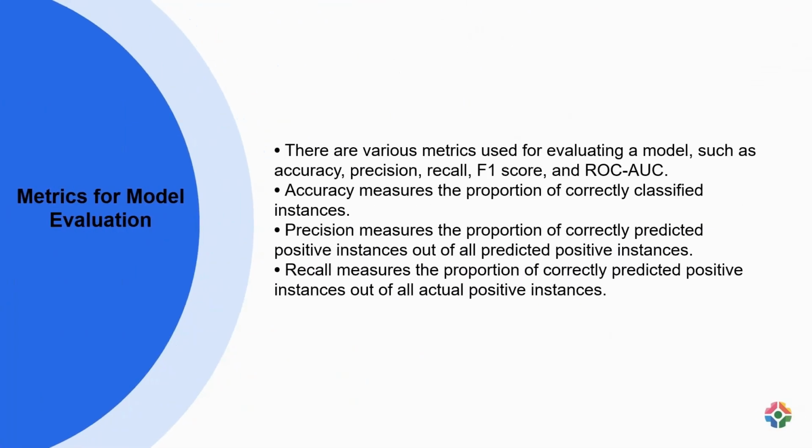Model evaluation metrics are crucial in assessing the performance of machine learning algorithms. Accuracy quantifies the proportion of correctly classified instances, while precision gauges the accuracy of positive predictions. Recall, on the other hand, measures the completeness of positive predictions.